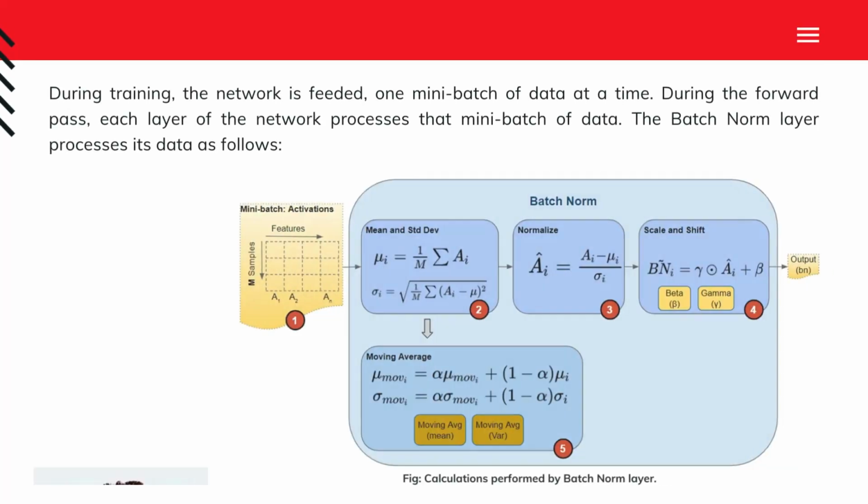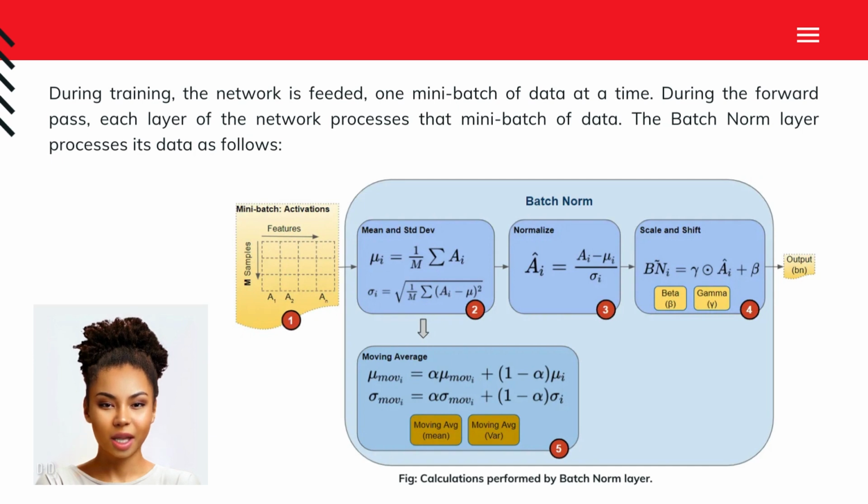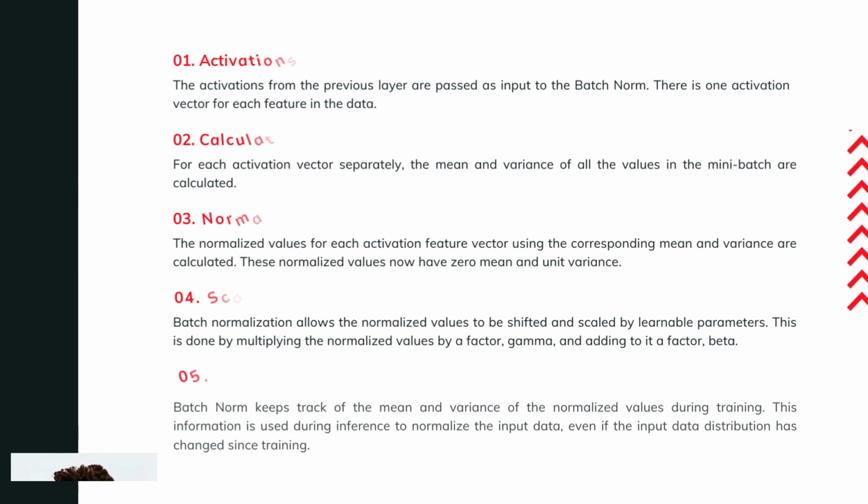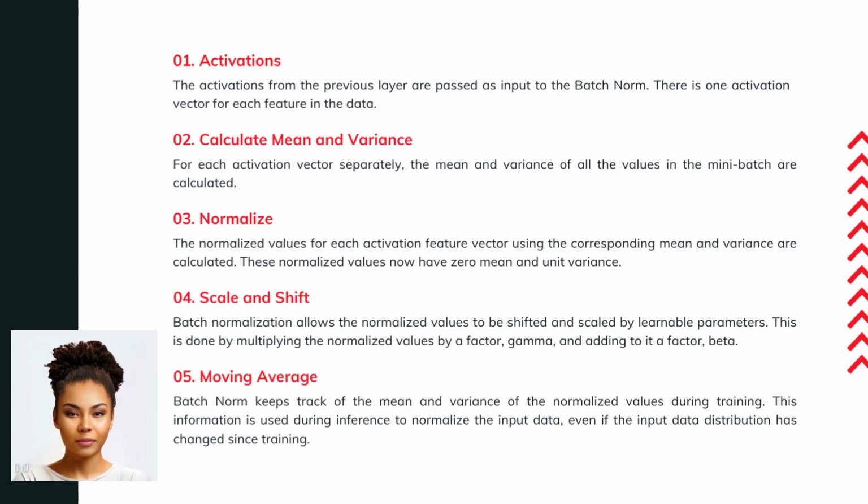While the network undergoes training, it operates on a single mini-batch of data at a time. In the forward pass, each layer of the network handles this mini-batch of data. Specifically, the batch norm layer executes its data processing in the following manner. Let's break down the batch norm process step by step.